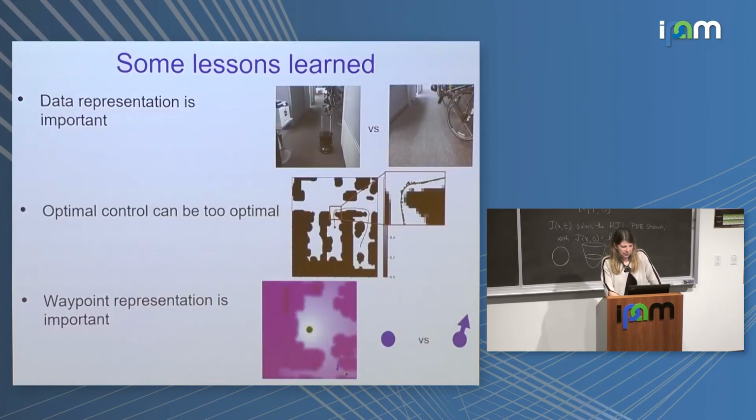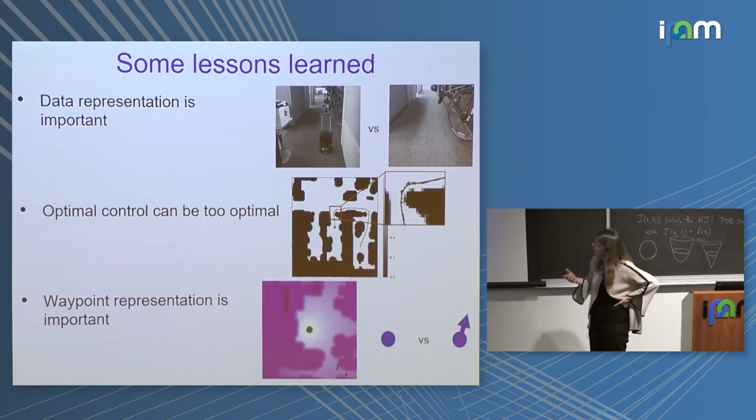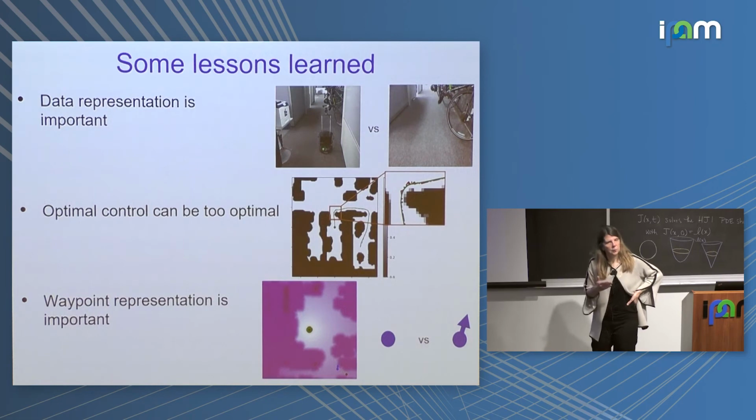A couple of lessons learned. I think actually this is the most interesting part of this before we go to safety, and this was important for me as I was getting into this field: the data representation is important. So whether you work in an inertial frame or a body frame made a big difference to the efficiency of the learning procedure. We trained the neural net using optimal control, but optimal control, as we know, can be too optimal.